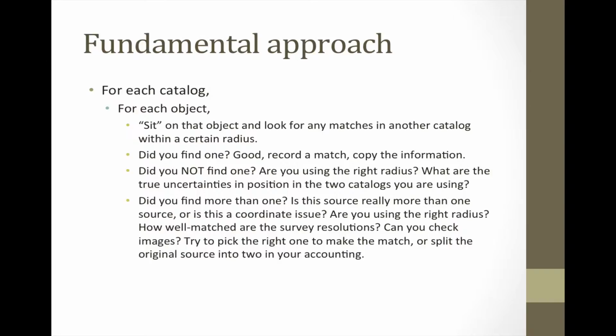Are you using the right search radius? Maybe 1 arc second is way too big and a half arc second would be better. Are the surveys the same resolution? If one is 6 to 12 arc seconds and the other is 1 arc second, it is quite possible that there is more than one source within that 6 to 12 arc second beam.